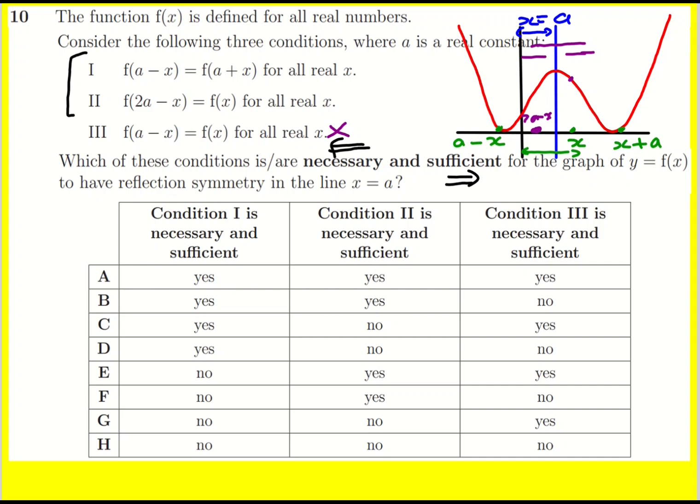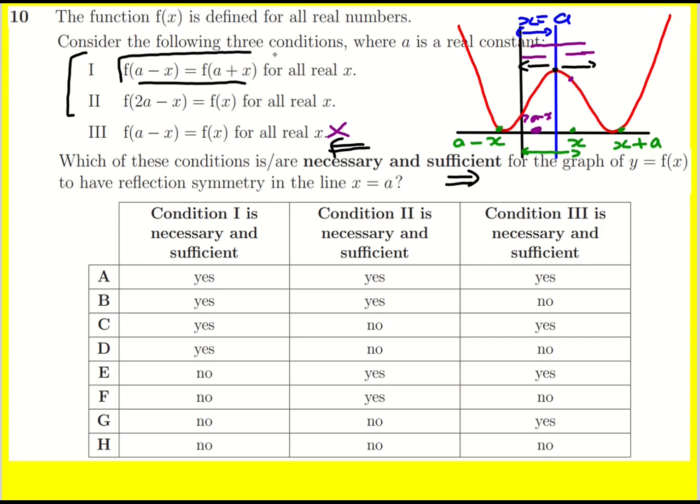Let's take a look at the necessary one to start with. So if we have symmetry, like this red graph, then if I go the same distance in to the right or to the left, I will get the same value of the function. And that is exactly what I've done here. I've started at a and I've either added x or minus x. So that will definitely be true. It is a necessary condition. It's just whether it's sufficient.